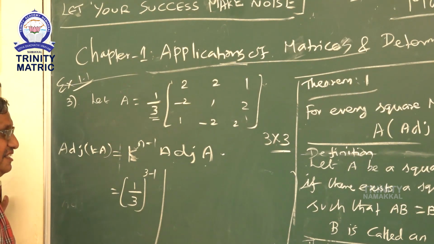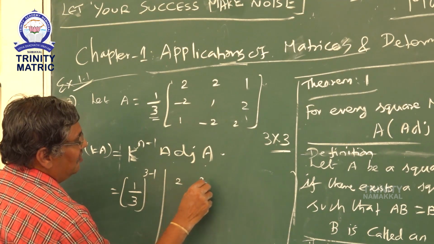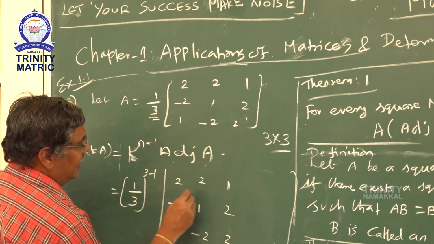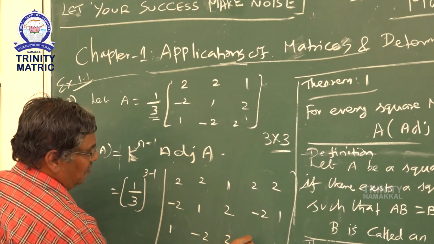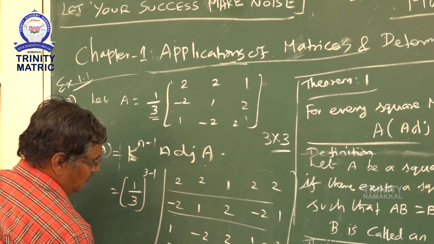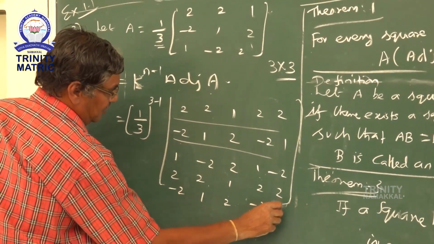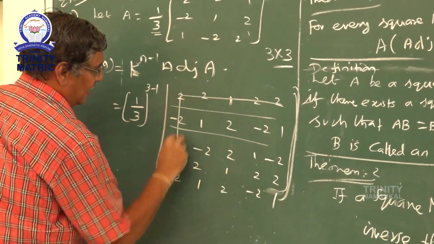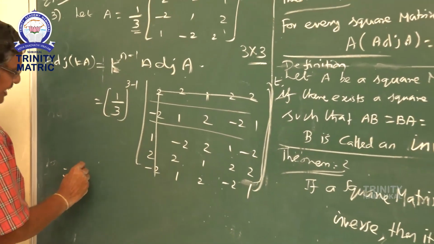How will we write those cofactors? That is the easy method I said. You have to write these elements: 2, 2, 1, minus 2, 1, 2, 1, minus 2, 2. Again you have to write the first two rows at the bottom: 2, 2, 1, 2, 2, minus 2, 1, 2, minus 2, 1. Strike out these rows and columns, and then transpose this one. We can find it easily. Now 1 by 3 whole square.